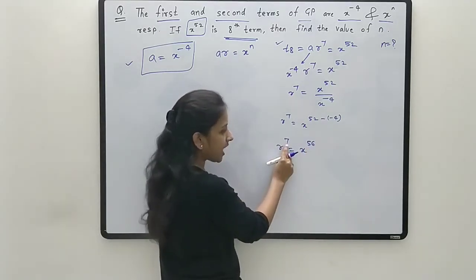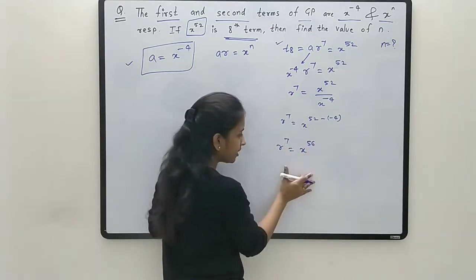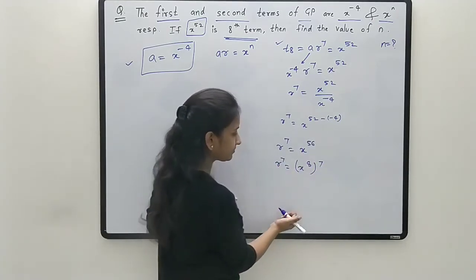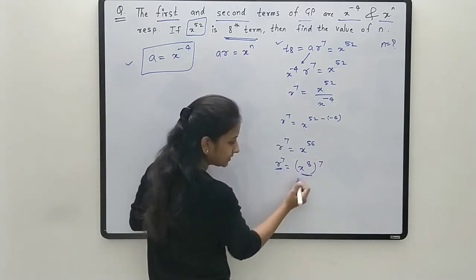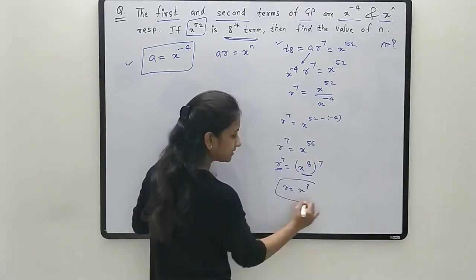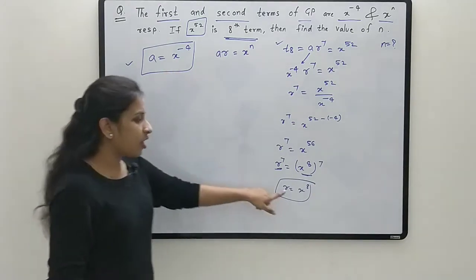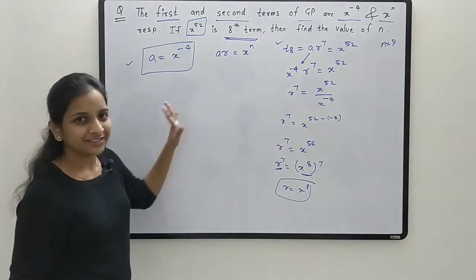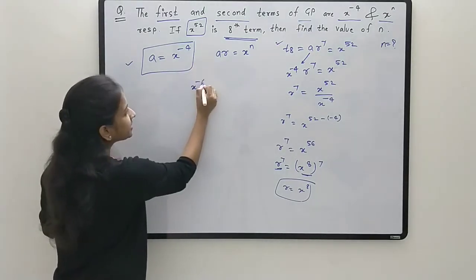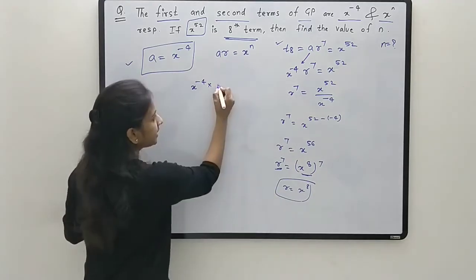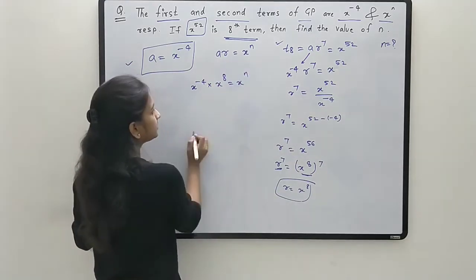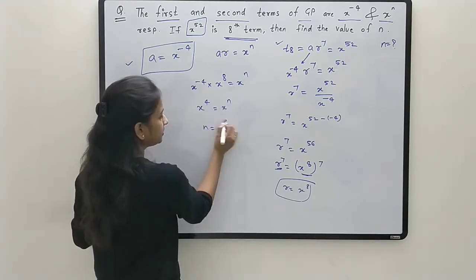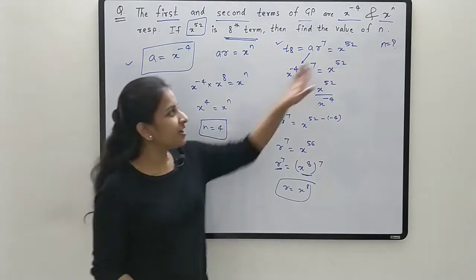See, we want r power 7 term. So let's modify this. R power 7 is equals to x power 8 into 7. Right? So what is the value of r? R is equals to x power 8. See, A is x power minus 4 and common ratio R is x power 8. Now let's substitute these two here and find the value of n. Okay. So A is x power minus 4 into R is x power 8 is equals to x power n. So this value is x power 4 is equals to x power n. N is equals to 4. Right? Understood? We got this value.